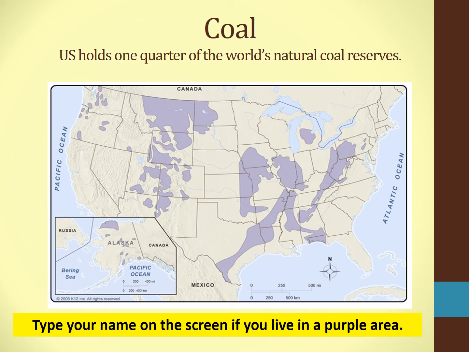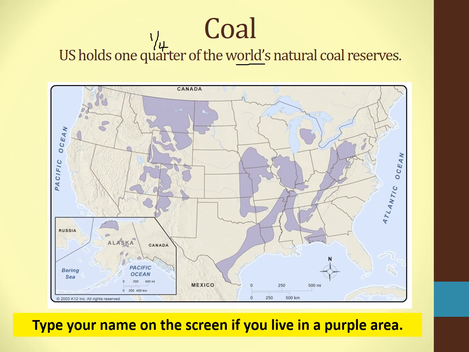Here we see a map. This is a map of the United States, and we know that the U.S. holds 1/4 of the world's natural coal reserves. So 1/4 of the world's natural coal reserves are found here in the U.S. All these purple areas are where you could find some of those reserves.